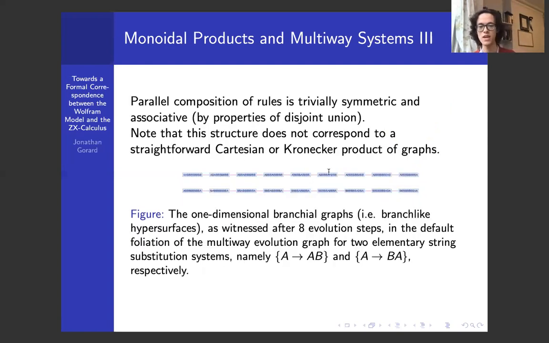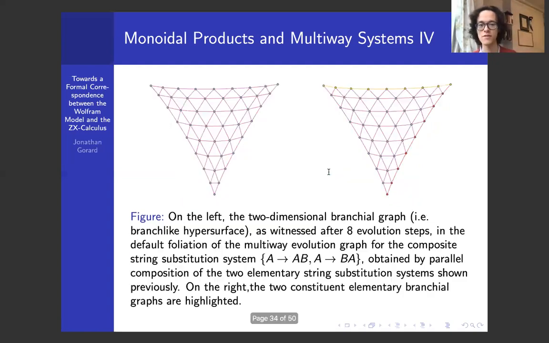So here are the branchial graphs for those particular string substitution systems. And after taking that monoidal product, or that putative monoidal product, these are the branchial graphs you get. Again, effectively spanned by the two lower dimensional branchial graphs. Although this seemed like a very natural way of taking monoidal products in our formalism, actually it's trivial to prove that this is a monoidal product, because it's basically just given by disjoint union of rules. So it trivially satisfies the requisite associator and symmetry isomorphisms.